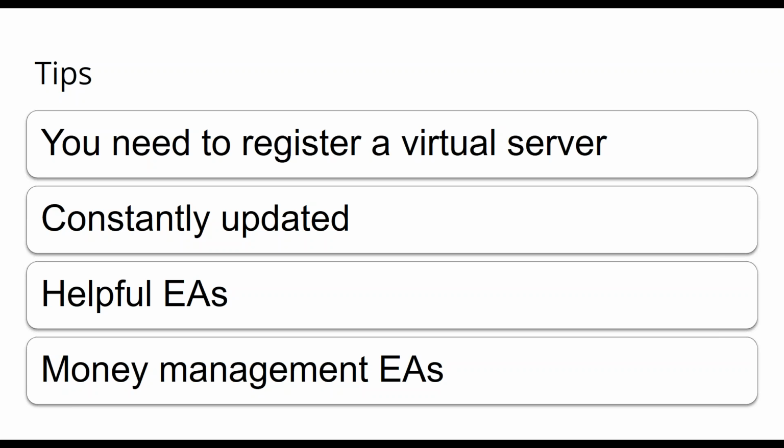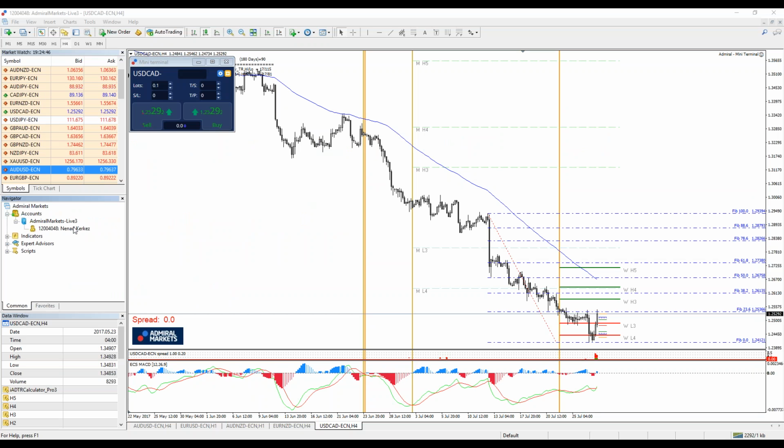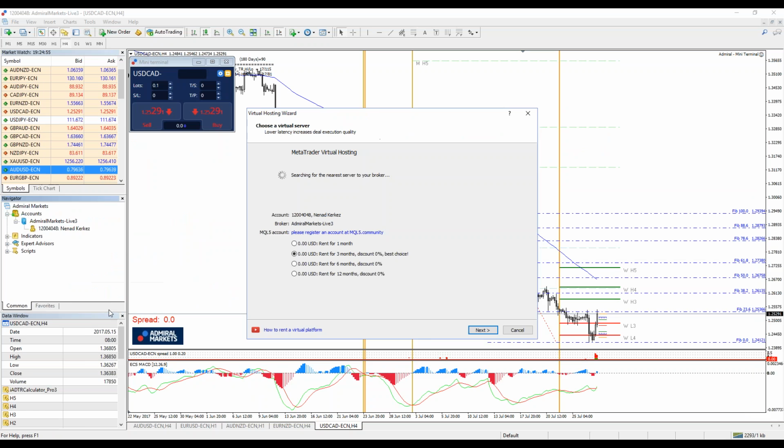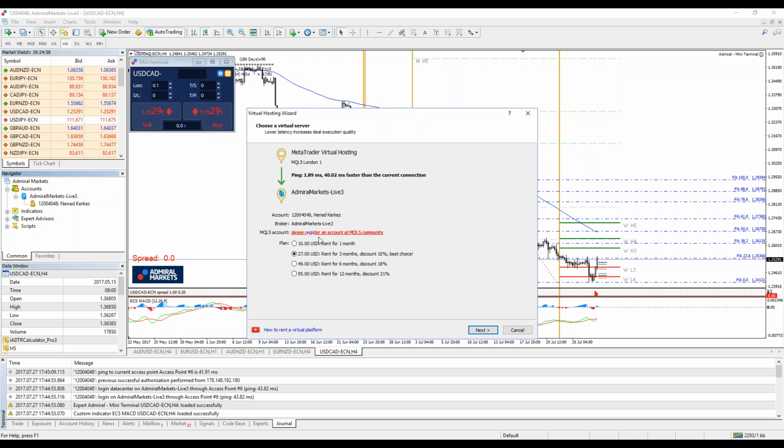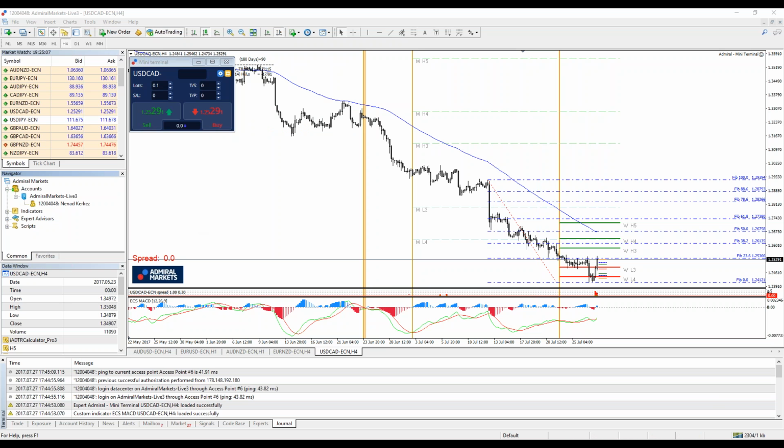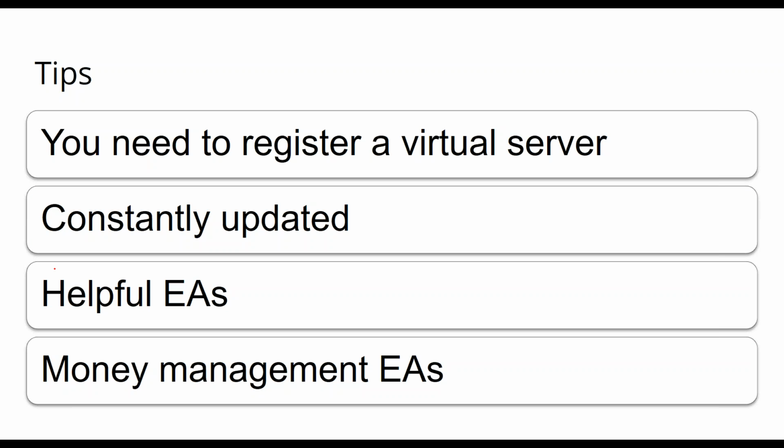For example, here, if you go and right click, you can actually register a virtual server. Here you can register it, rent it for 1 month, 3, 6, or 12 months, whatever. Why is it important? Because an expert advisor needs to run 24/7. It's imperative for you to know that. Unless you want to leave your PC running 24/7, but still, it's not a server. Your PC is your PC, it's not a server.